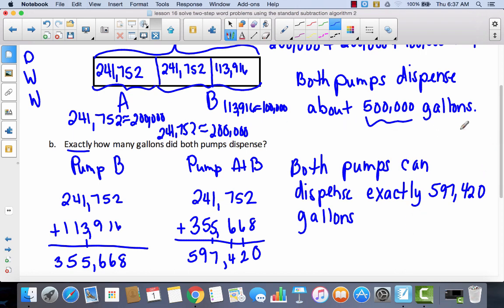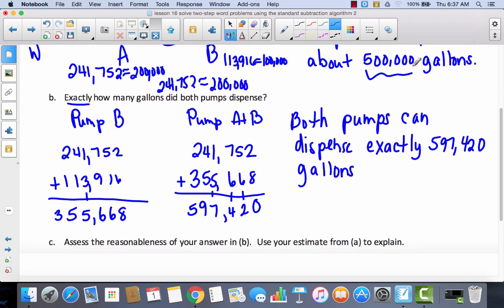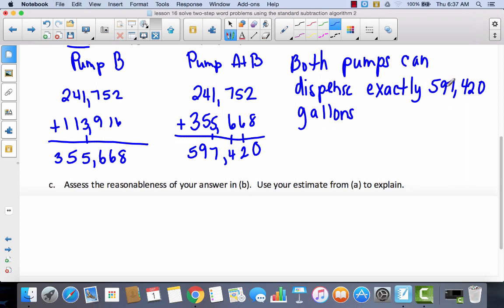But if you'll remember, in problem number 1, what did we round to? We rounded to the nearest thousand. That's going to make a more accurate answer. This time we rounded to the nearest 100,000 because we didn't really need a super accurate estimate. We just wanted to know if this answer is reasonable. So even though they're not as close as our last estimate, our answer is still reasonable considering that we rounded it to the nearest 100,000.